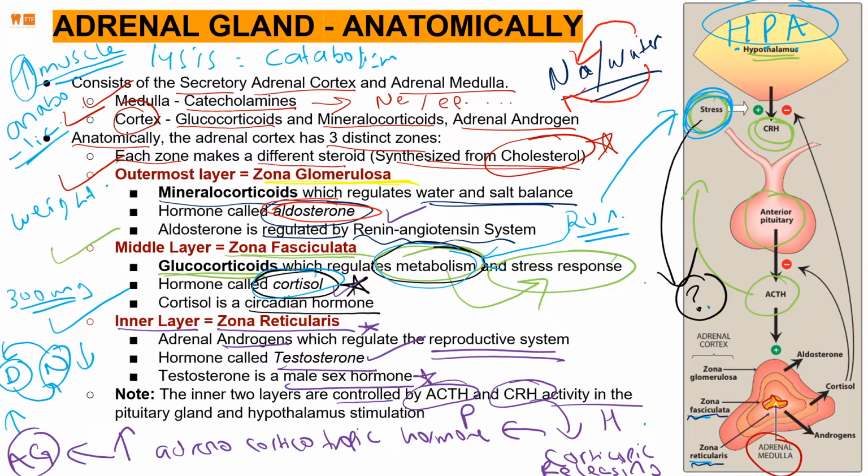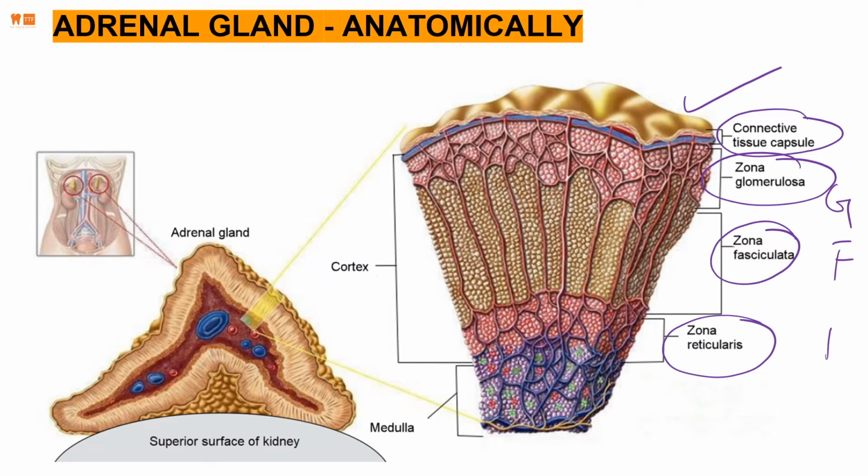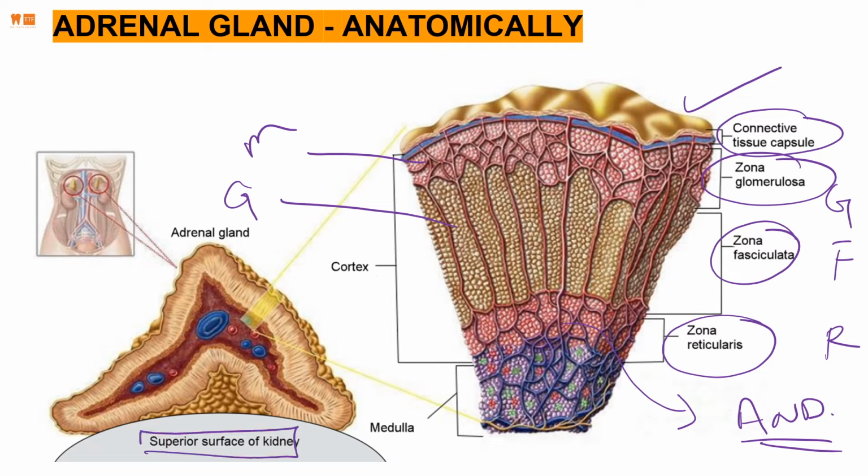Okay. I'm glad the story is over because the rest of the lecture technically just summarizes itself. So let's go through with it. This is connective tissue capsule. Okay, done. Zona glomerulosa, fasciculata, reticularis. Glomerulosa is mineralocorticoid. Zona fasciculata is glucocorticoid. Reticularis is androgens. Superior surface of the kidney. And that's the adrenal gland. Of course, there's pairs.